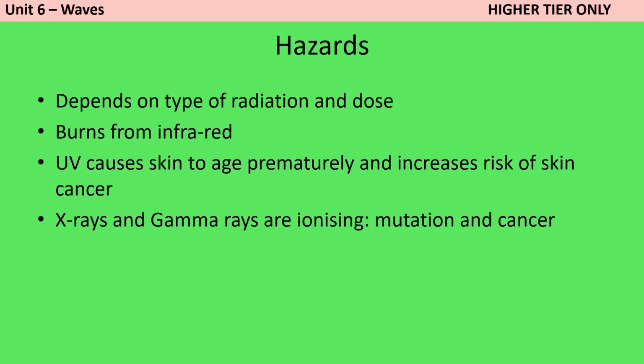Electromagnetic radiation can cause hazards, but how hazardous it is depends on both the type of radiation and also the dose. Obviously, if you're exposed to a larger dose, then the hazard is higher. Infrared radiation is basically what happens when something gets hot, so of course you can be burned by it. But UV radiation also causes skin to age prematurely, which is why you get wrinkly if you use tanning beds, and it also increases the risk of skin cancer. Both X-rays and gamma rays are ionising, and this can lead to the mutation of DNA and ultimately cancer.